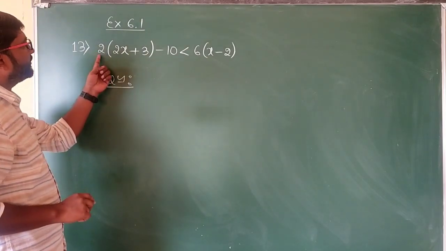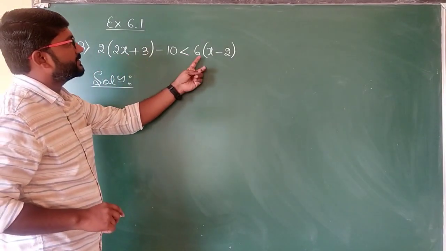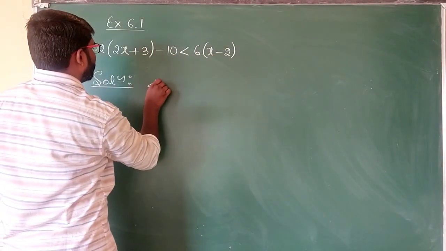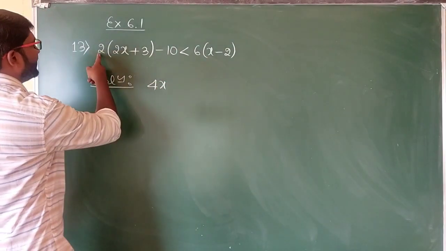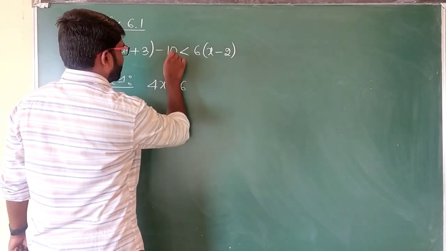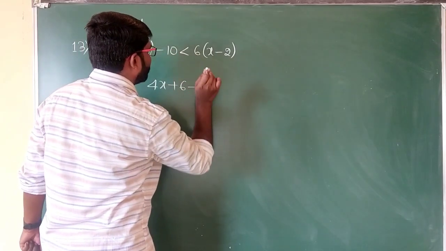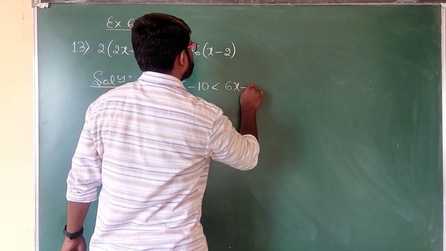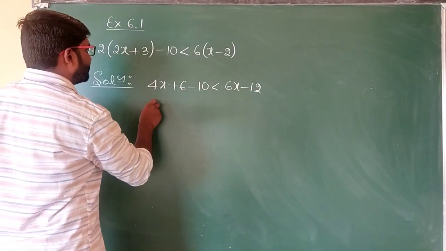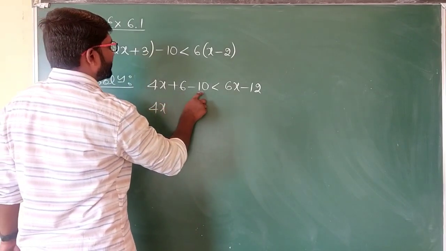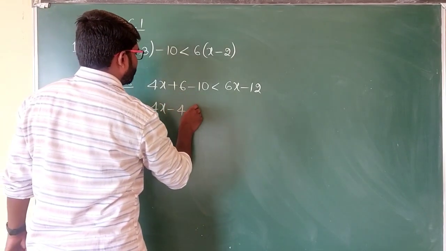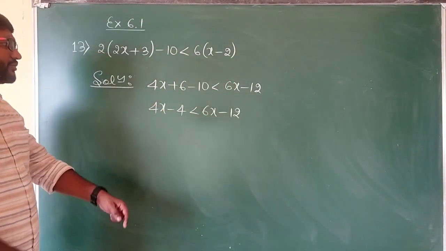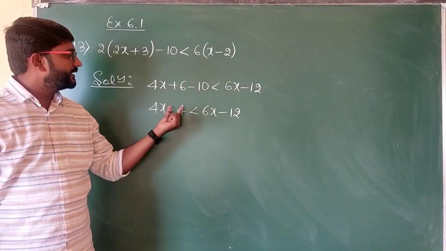So now I multiply 2 with these two terms and here 6 with these two terms. So writing minus 10 as it is. 2 into 2x it is 4x, then 2 into 3 it will be 6, then I write this minus 10 as it is, then less than, now multiply 6 with these two terms, we get 6x minus 12. So now write 4x as it is, then 6 minus 10 it is minus 4, then less than 6x minus 12. So now here we have 6x and here we have 4x.